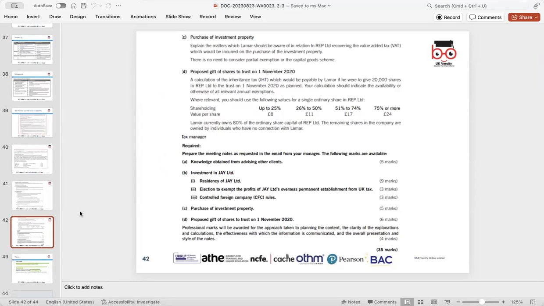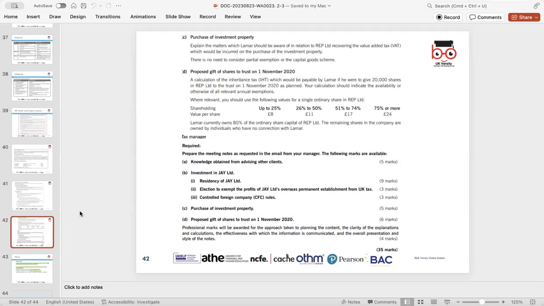So what is required from you as a student of this course: meeting notes of the discussion with Limar, and knowledge obtained from advising other clients. Your company has helped several clients with businesses operating and permanent establishments in different countries, including one in Garia. Your experience with these clients gives you insight into international business operating tax implications and regulatory requirements. So this knowledge can be beneficial for REP Limited's potential investment in J Limited, especially regarding operations in Garia.